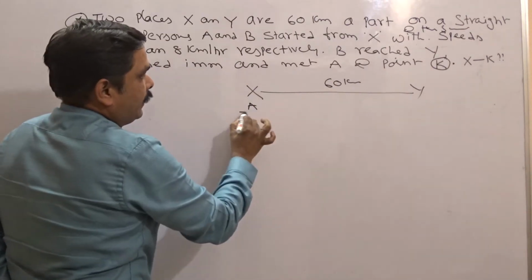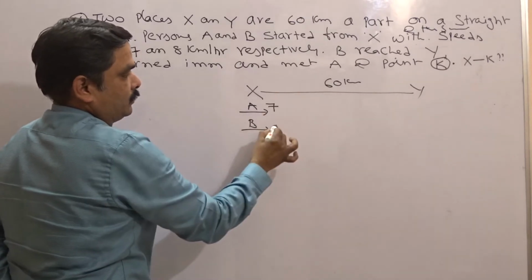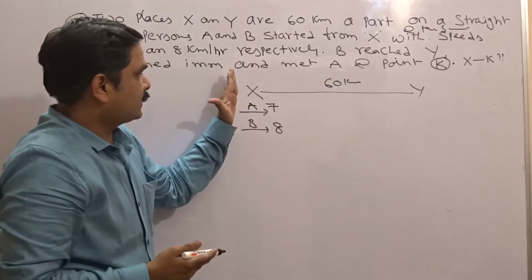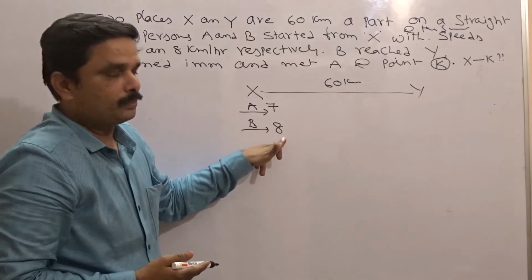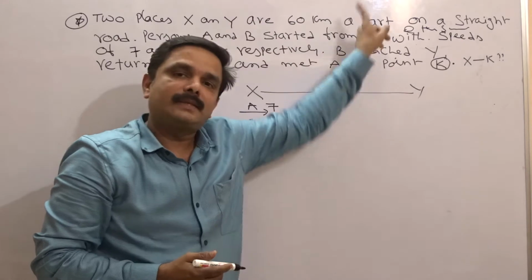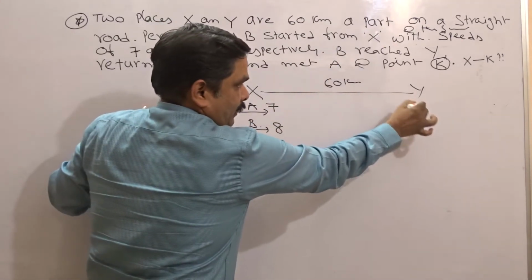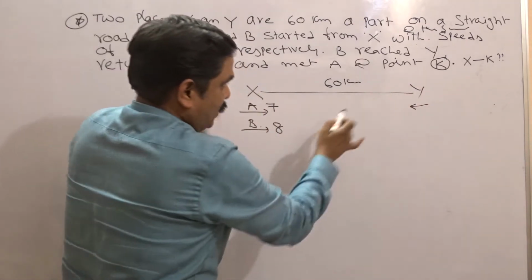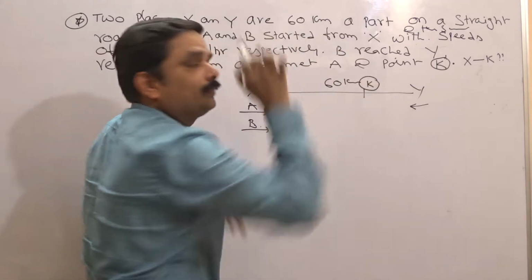Now, A was going with the speed of 7 kilometers per hour, B was going with the speed of 8 kilometers per hour. Obviously, when they start at the same time with different speeds, B has more speed, so B reaches Y before A. The same thing is described in the question. B reached Y, and after that he returned immediately. He has not stopped anywhere. He returned immediately and met A somewhere here at point K.